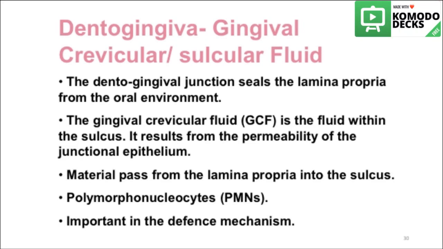The dentogingival junction, as we said, seals the lamina propria from the oral environment. The junctional epithelium has high permeability, which leads to passing of the gingival crevicular fluid, or what's called the gingival sulcular fluid. The material passes from the lamina propria into the tooth sulcus. It contains many polymorphonuclear leukocytes, and it's important for the defense mechanisms against bacteria and microorganisms.